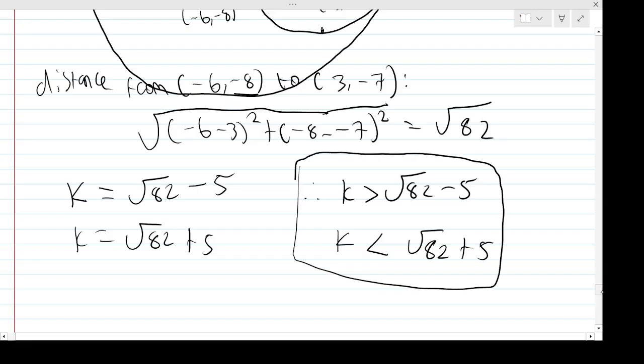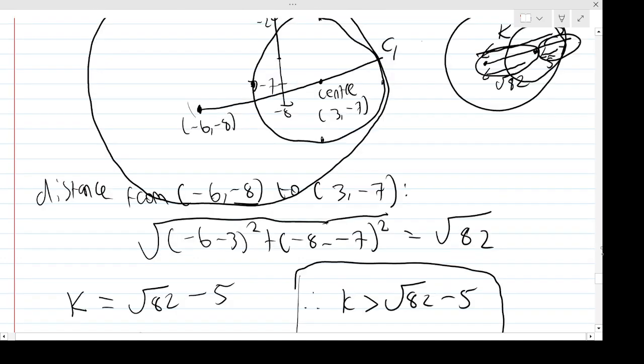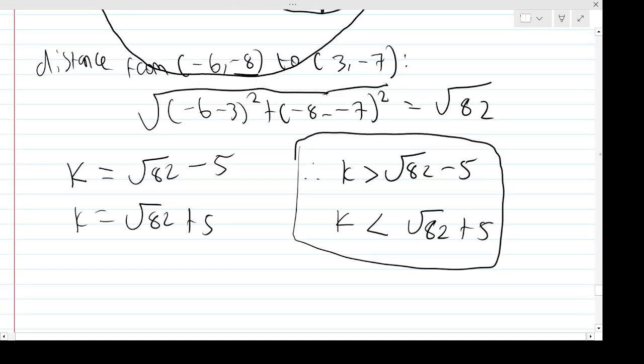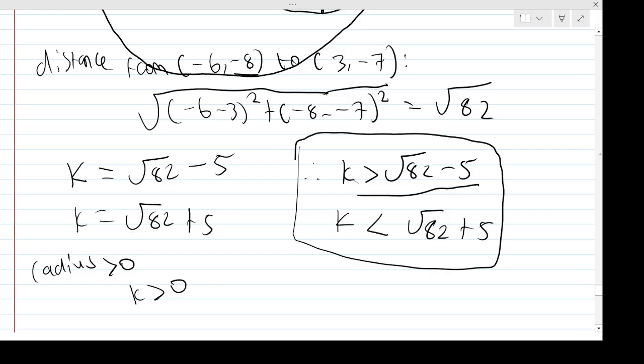Now also, obviously, as we discussed, because k is a radius, a radius has to be bigger than 0. So that means k has to be bigger than 0, but k has to be bigger than this quantity here. Root 82 minus 5 is bigger than 0, so it's already implied that k is bigger than 0 in this instance. So we've already done this, okay? So these are two inequalities. Okay, that's an absolutely brutal question.